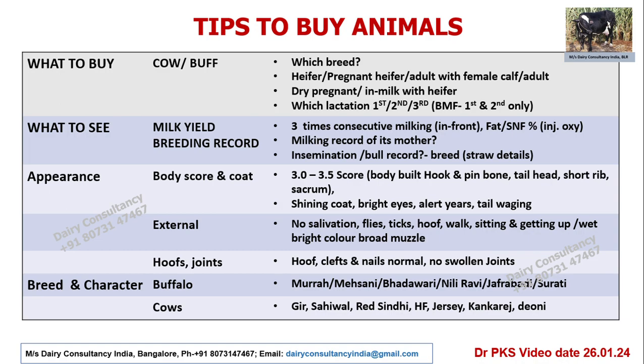These are the tips which you can remember. This is a small video and you can carry it on your mobile and check, at the time of buying the animal, whether you are checking all these things or missing something. Breed characters: we have already discussed the breed characters of HF, Jersey, Sahiwal and Gir. Similarly, we'll be discussing the breed characters for buffaloes over here. So let's go to the next slide.